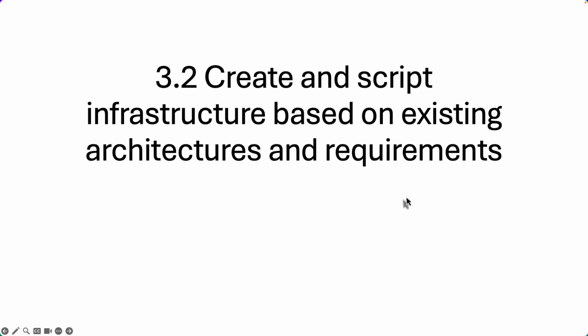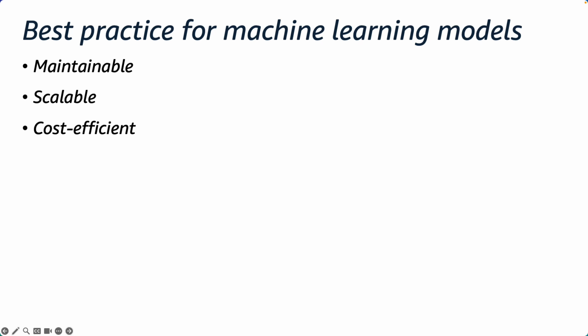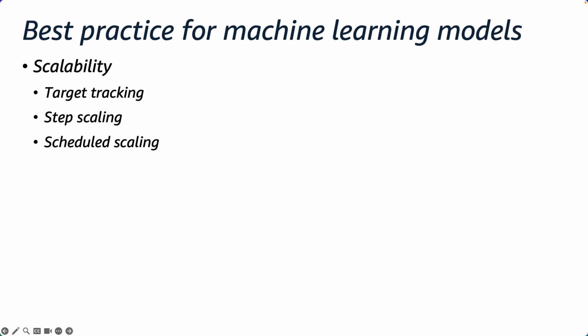Let's get started and talk about how to best apply best practices to ensure your machine learning model is maintainable, scalable, and cost-efficient machine learning solutions. Let's start with scalability. So I just mentioned that SageMaker does not use containers to scale. So how does it scale? With SageMaker, you can choose when to autoscale and how many instances to provision or remove to achieve the right availability and cost trade-off for your applications.